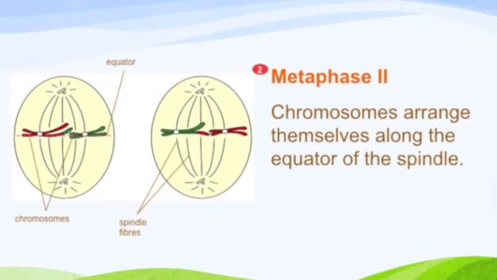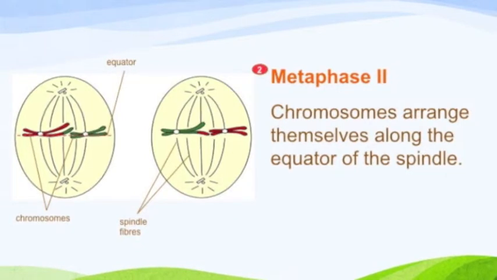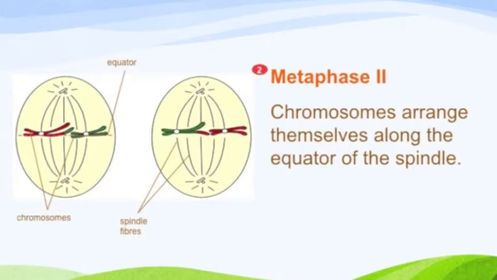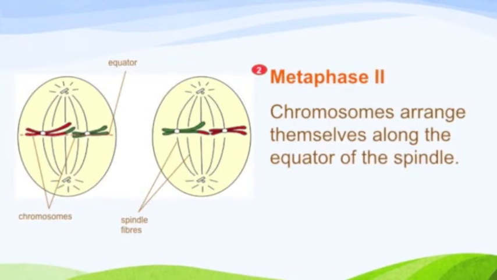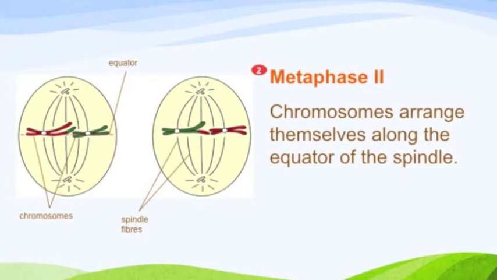Moving on, we have Metaphase II. This is where the chromosomes arrange themselves along the equator of the spindle. However, if you look carefully, there is something different in Metaphase II as compared to Metaphase I. Can you figure it out?